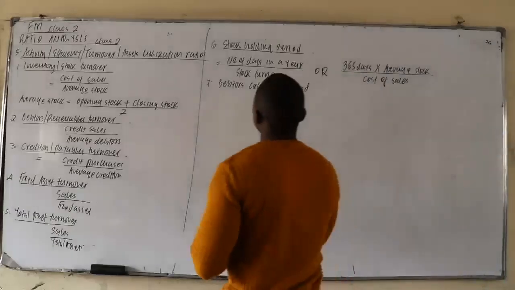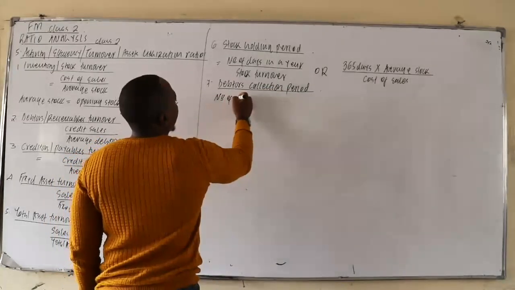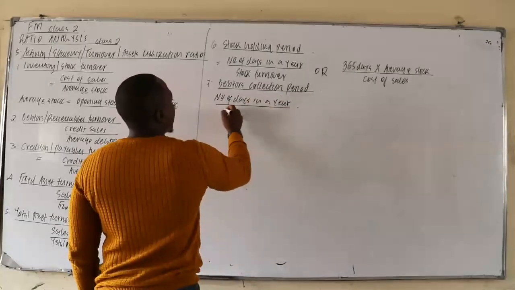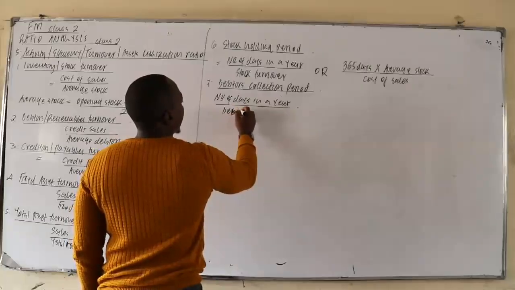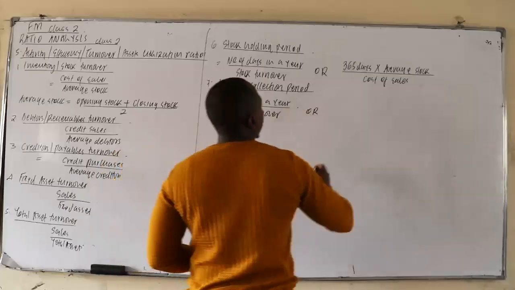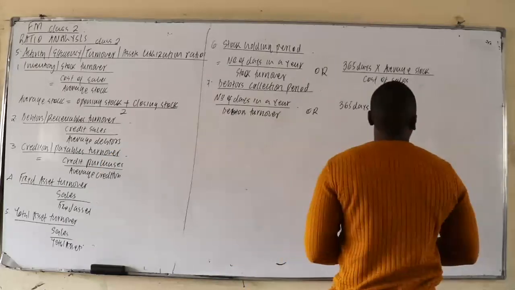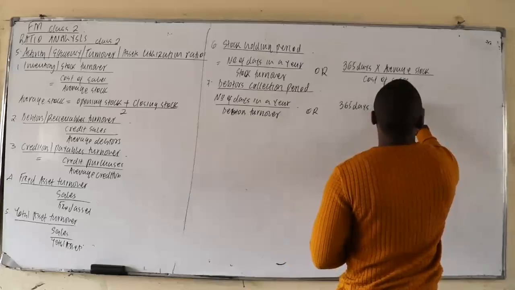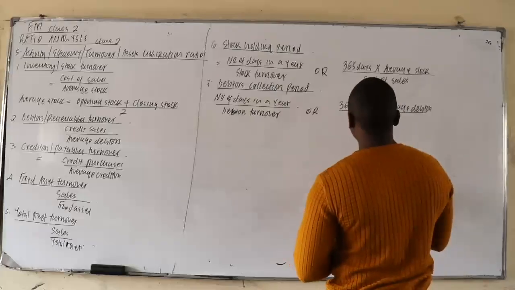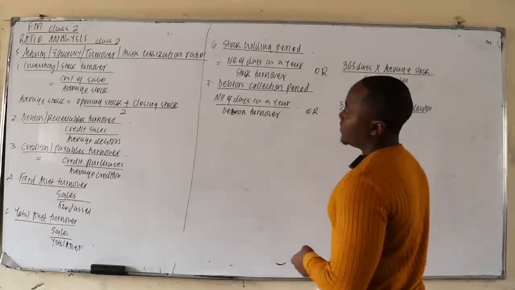To determine the average debtors collection period, you take the number of days in a year and divide by the debtors turnover, or you take the number of days in a year, that's 365 days, multiply by the average debtors, and divide by what gives rise to debtors, the credit sales.